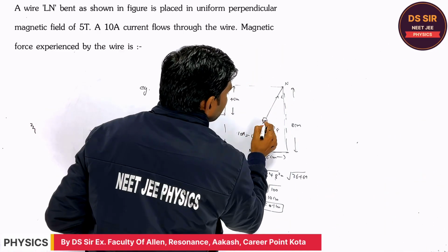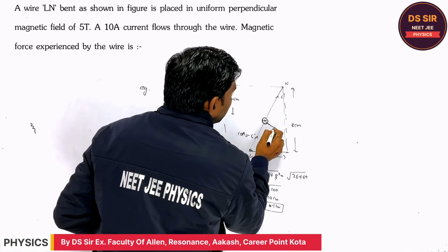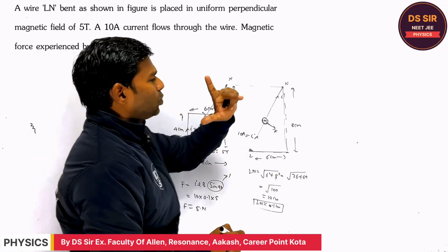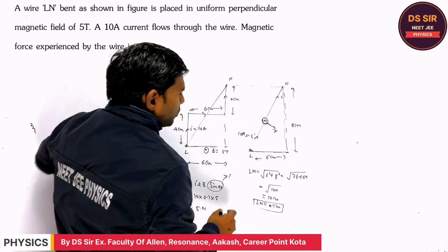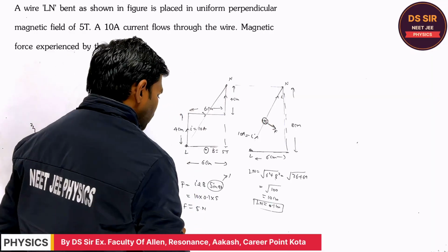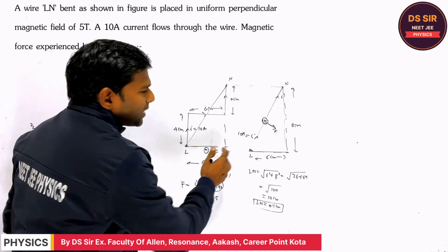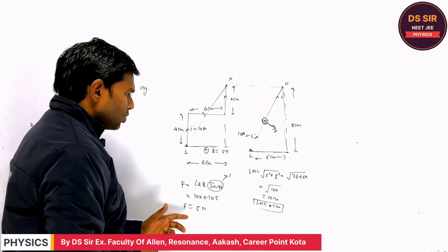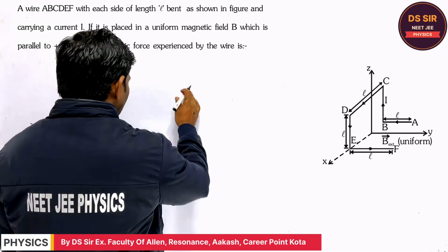Is it clear or not? Otherwise sometimes it becomes very tough to do like this, right? So this is the direction of the magnetic force. Is it clear or not? Although only the magnitude is asked, right? Copy this. So read this question.